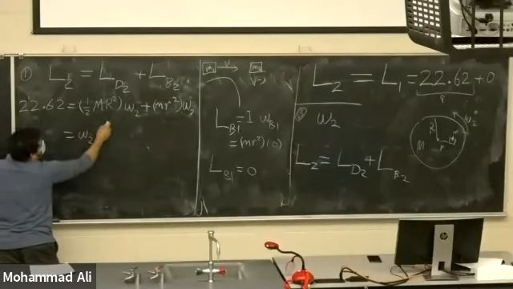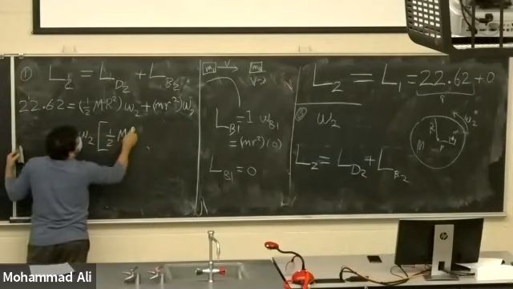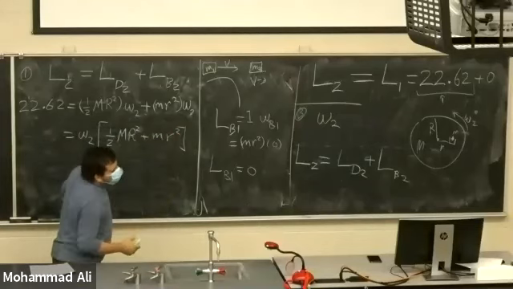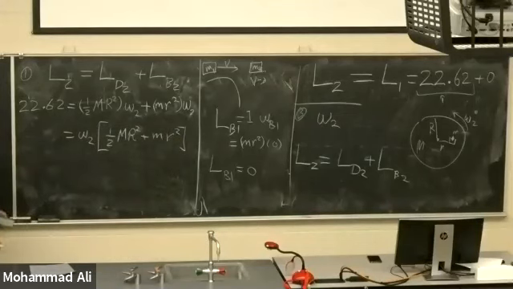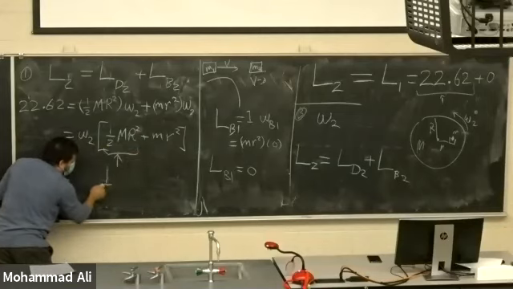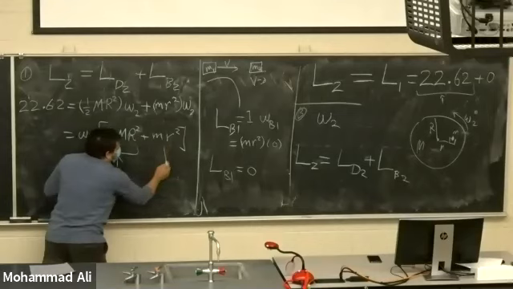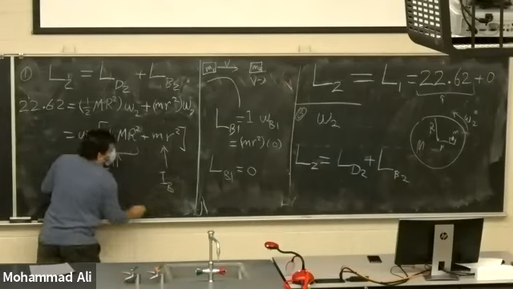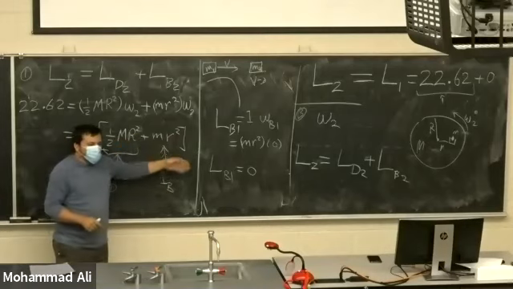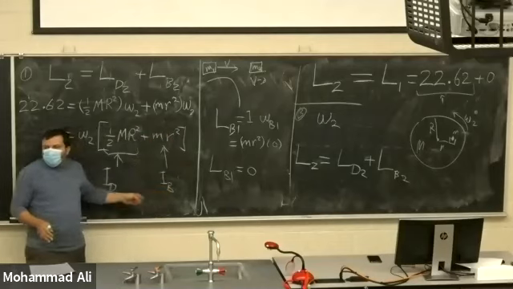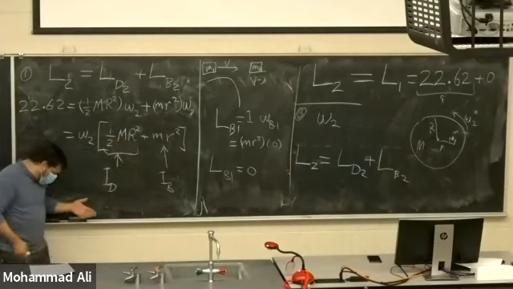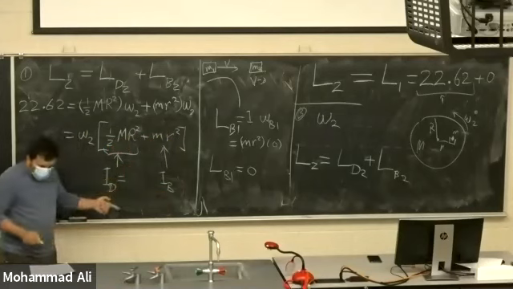Omega 2 is equal to these things: half MR squared plus mr squared, one of them for the ball and the first one for the disk. You know that this is I for the disk, and this is I for the ball. I will not write half MR squared and mr squared every time. I will use just I for the ball and I for the disk. This is the mass, and this is the rotational effect of the mass.